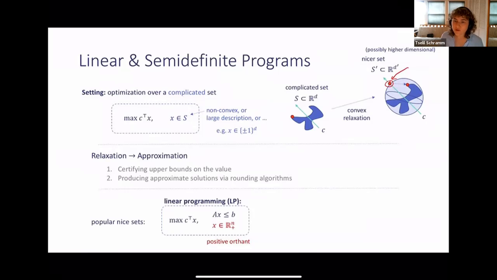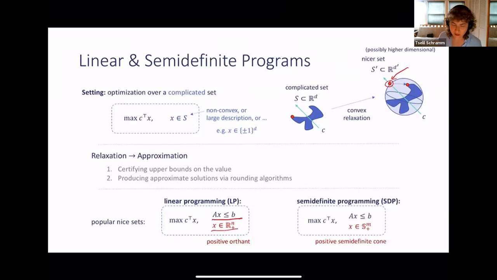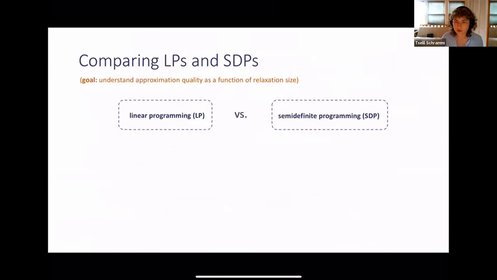Okay, so two of the most popular kinds of nice sets that we work with are linear programs, where we have linear constraints and we're working over the positive orthant. And there's also semi-definite constraints, where it's the same: we have linear constraints, but we're instead optimizing over matrices in the positive semi-definite cone. I'm not going to say too much about these things, except that the point of this talk is to understand the quality of the approximation as a function of the relaxation size. You can take these two classes of convex programs and compare them. So we want to compare the power of linear programs and semi-definite programs.